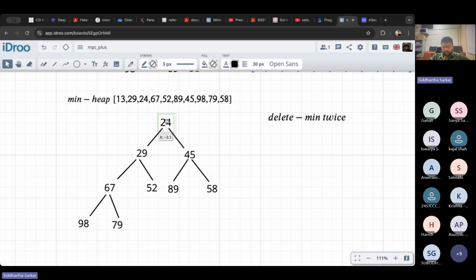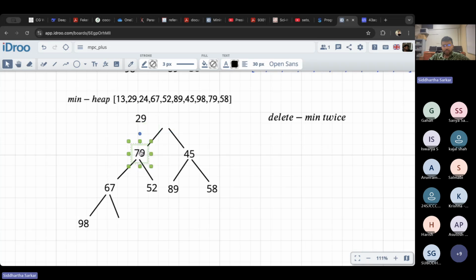Now we delete once again. So the last element is 79. We bring it here. Now what do we have to do, make any swaps? Yeah, 29. 29 is the smaller of the two children.